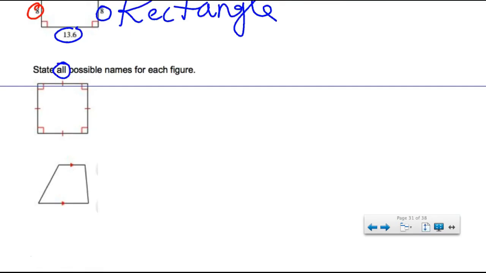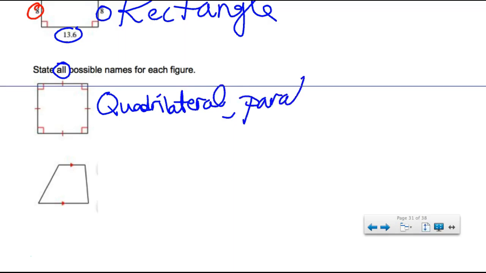All right, state all possible names. So go circle the word all. What is this thing? Well, let's start with the most loose name. It's a quadrilateral because it has four sides. They all get to be called quadrilaterals because they all have four sides. It's a parallelogram because I have opposite sides parallel.